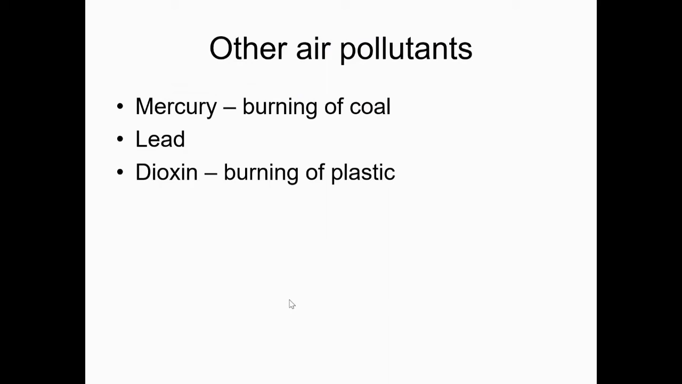Other air pollutants that they like to ask about in the AP exam is mercury, which comes from burning of coal. Lead, which we usually don't have too much anymore because it's been banned from everything. The main source of lead was gasoline as an additive because it kept engines from knocking. In the 1990s, we phased lead out of gasoline.